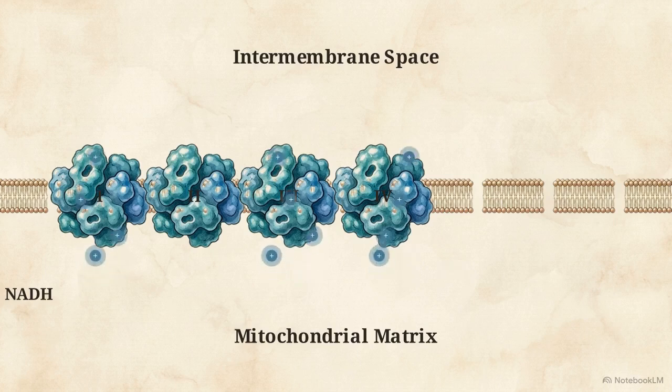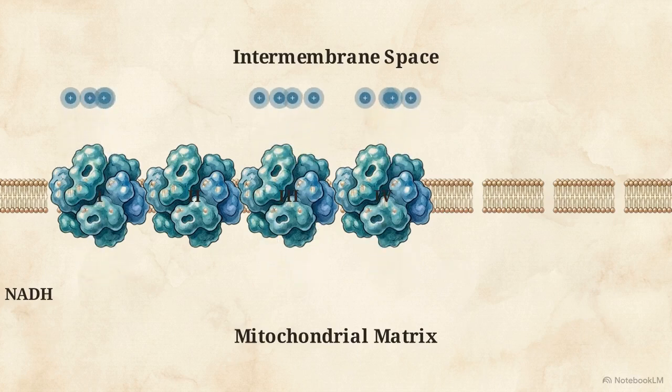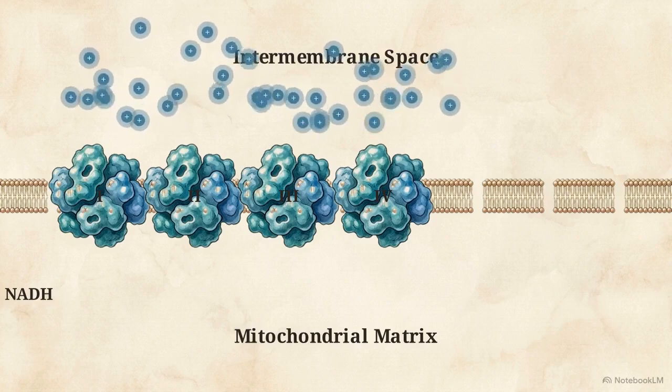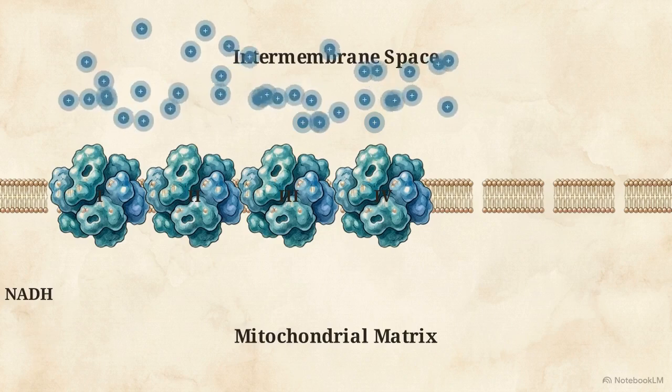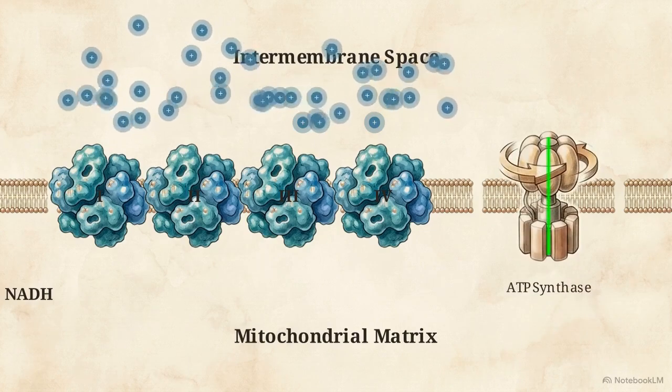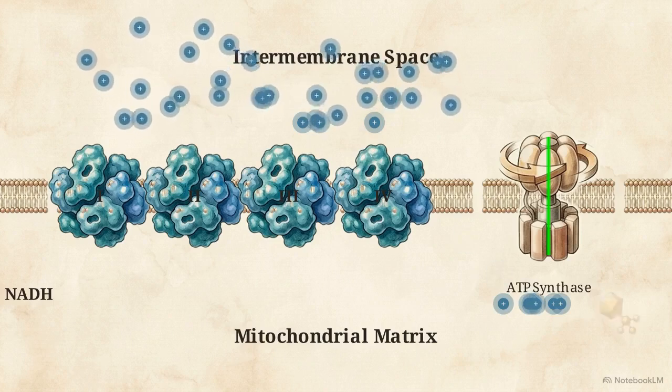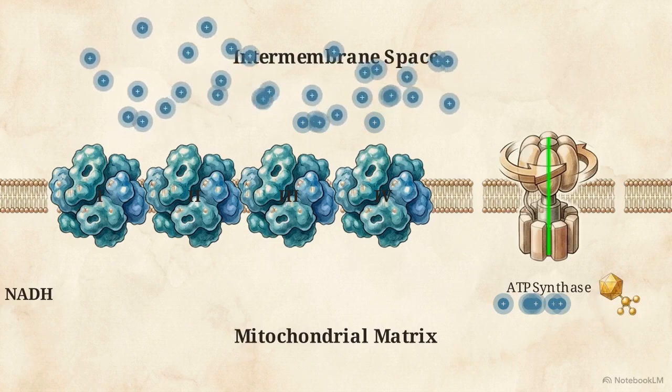The energy derived from this electron transfer is used to actively pump hydrogen ions out of the matrix and into the intermembrane space. This accumulation of hydrogen ions creates a steep electrochemical gradient, defined as the proton motive force. Under normal conditions, the inner mitochondrial membrane is strictly impermeable to these protons. They can only re-enter the mitochondrial matrix through one highly specific channel, ATP synthase.